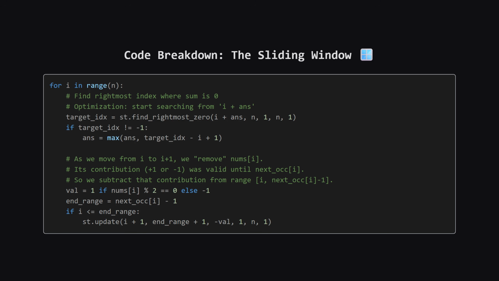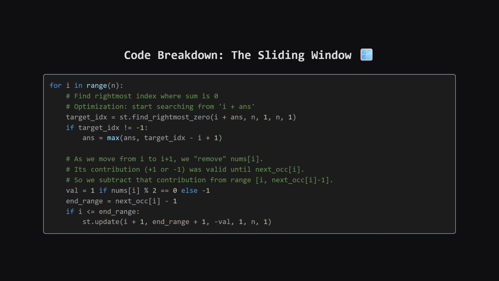Now for the core logic. We iterate through every possible starting position i. At each step, we ask the segment tree, what is the furthest index to the right where the balance is 0? That index gives us a valid balanced subarray starting at i. We update our answer if we find a longer one.